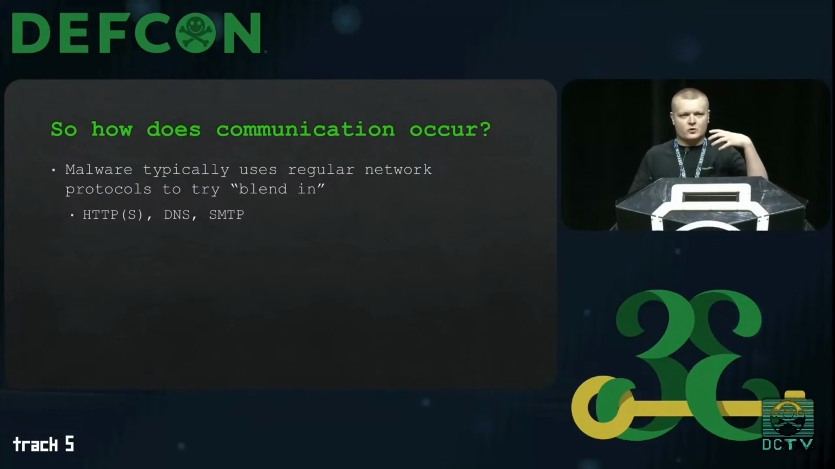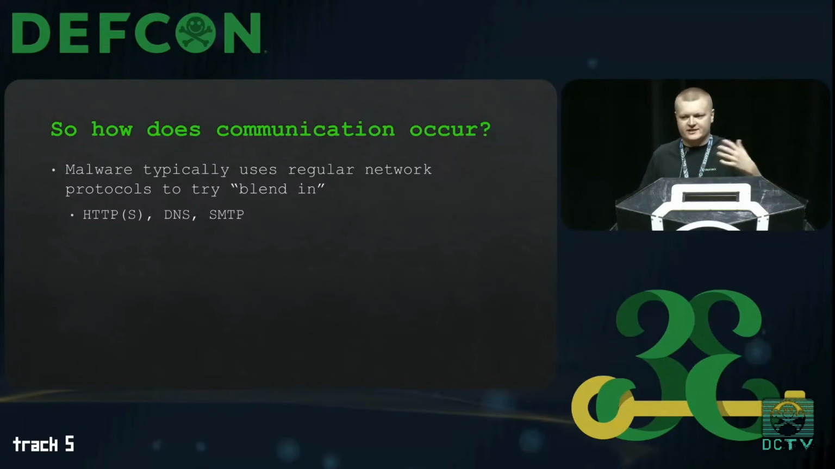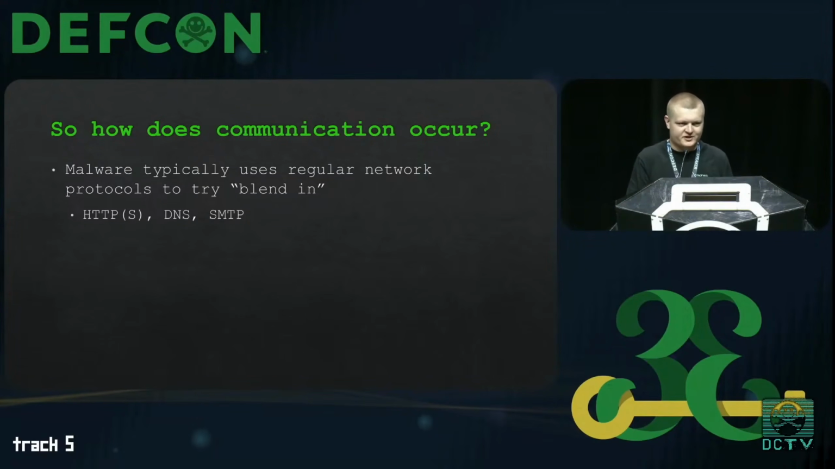Traditionally, we saw malware C2 over regular network protocols like HTTP, HTTPS, DNS, SMTP. This sort of blends in with regular traffic, and you're not seeing, let's say, a network connection to port 31337, which is super dodgy. But even this traditional C2 is not perfect, and it has its issues.